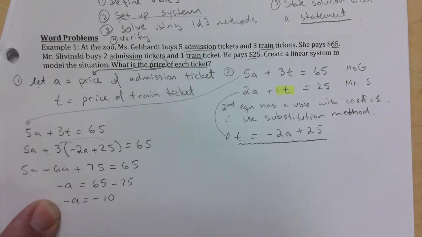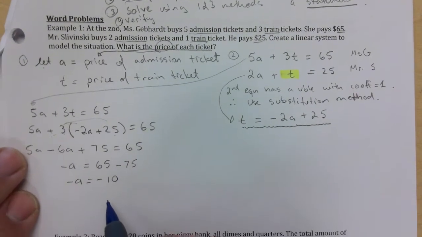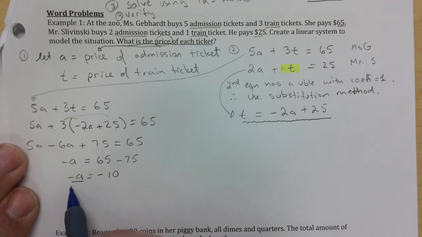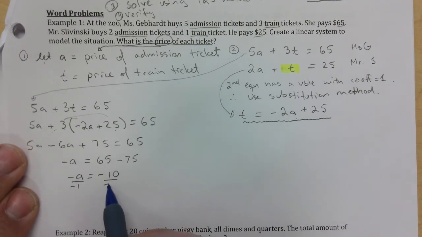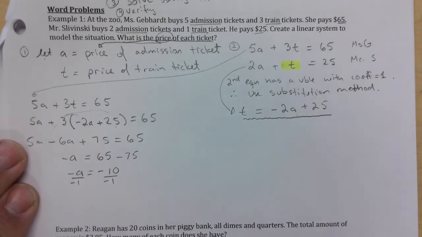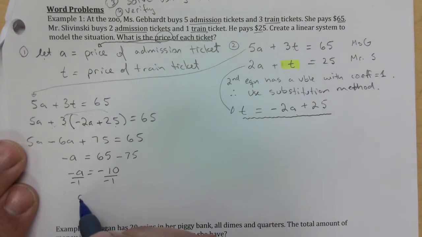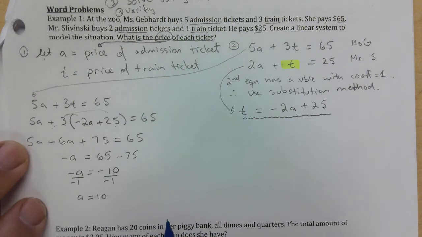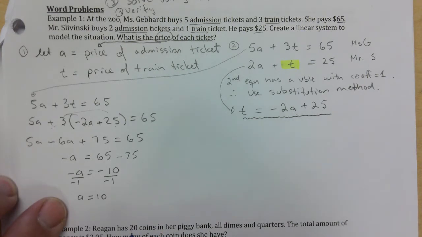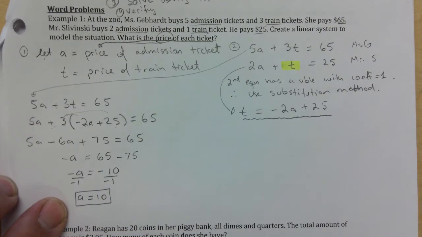Okay. And at this point, you divide both sides by negative 1 or multiply both sides by negative 1. It's up to you. But we determine that a is equal to 10. I'll box this in. So we've determined that a is equal to 10.